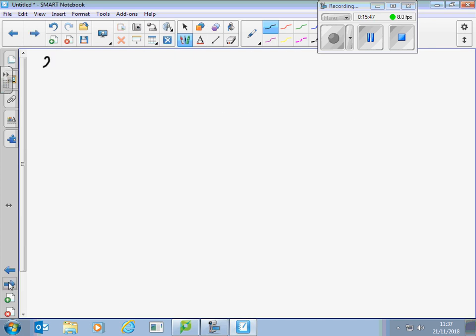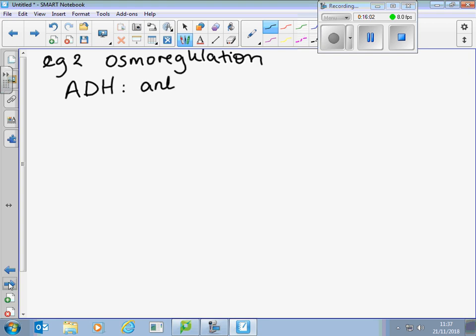So this is EG2, osmoregulation. The hormone is known by several names. ADH, antidiuretic hormone. Also known as, AKA, vasopressin.